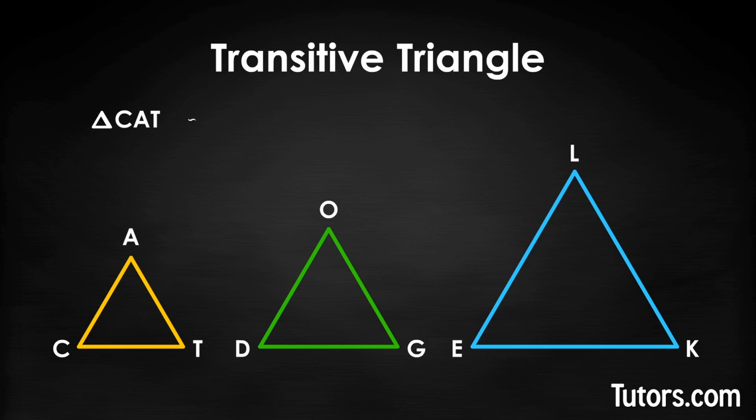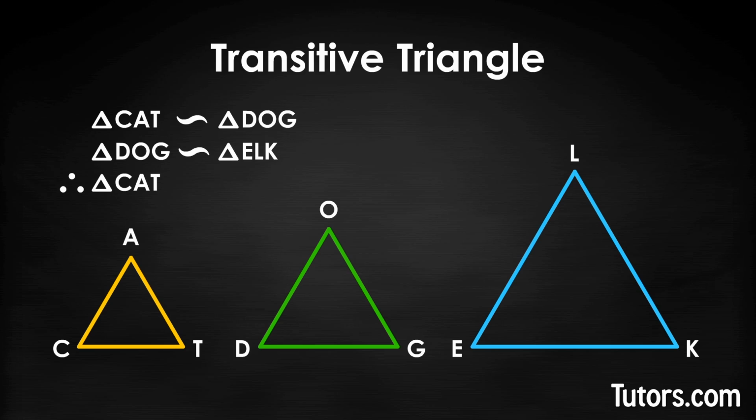Triangle CAT is similar to triangle DOG, and DOG is similar to triangle ELK. Therefore, triangles CAT and ELK are similar to each other. In mathematics, a special symbol called a tilde is used to show similarity. So we can write the entire similarity and congruence in mathematical notation.